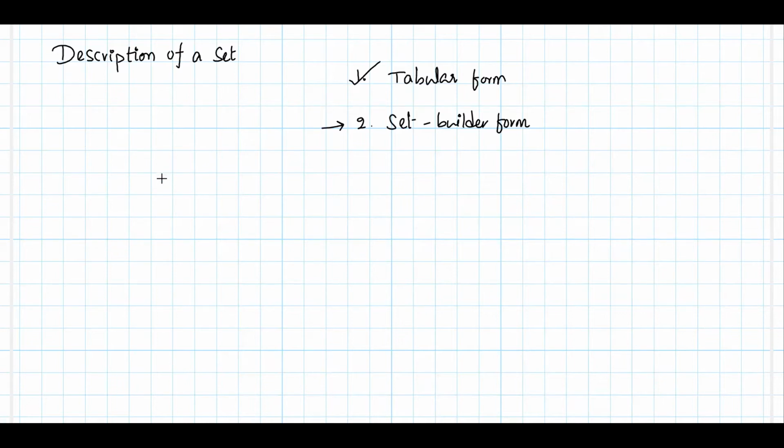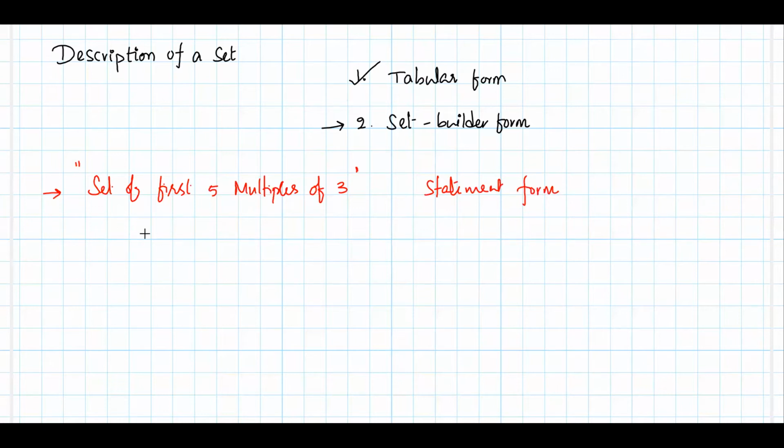Let's say, set of first 5 multiples of 3. So it is a statement now. It is not a set form. It's just a statement. We can say that it is a statement form. And now we'll try to represent this in tabular form, which we are already aware of.